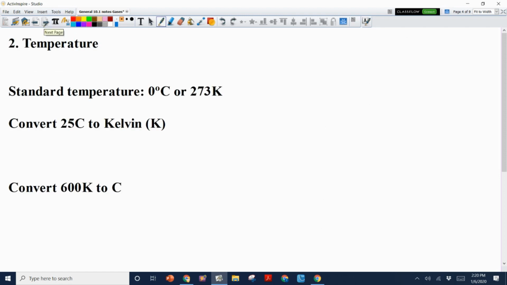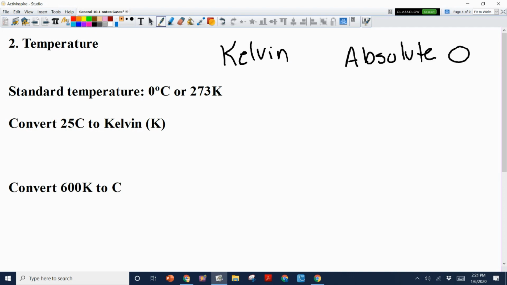Okay, next, temperature. There are temperature factors that we have to consider when we're talking about gases. And for gases, the temperature unit we're going to be working with is Kelvin. Okay, in the Kelvin scale, there is an absolute 0. The very lowest that you can go on the Kelvin scale is absolute 0. And then upwards, there really is no highest temperature on the Kelvin scale.